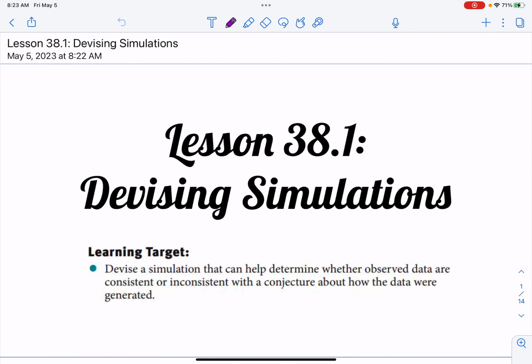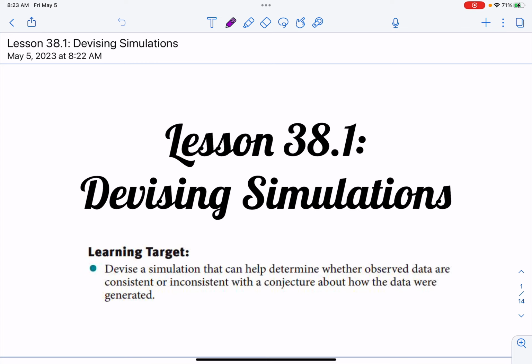Okay, hi class. I know a lot of you are not going to be in class today, so I'm going to record this lesson and then you can just listen to it sometime over the weekend. This lesson should not take too long. It's basically about devising certain simulations and yielding results based on those simulations, okay?